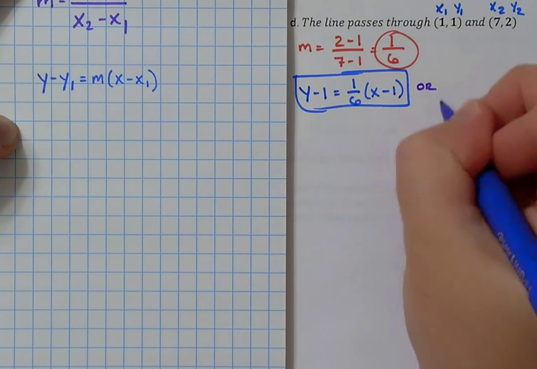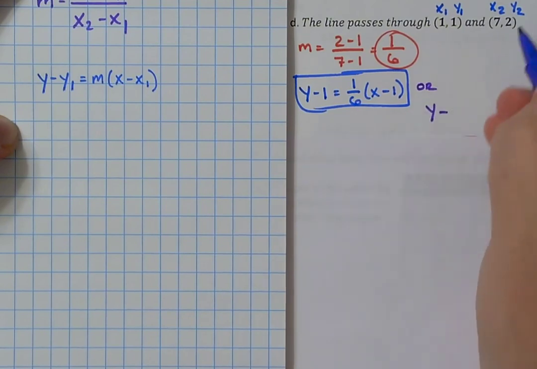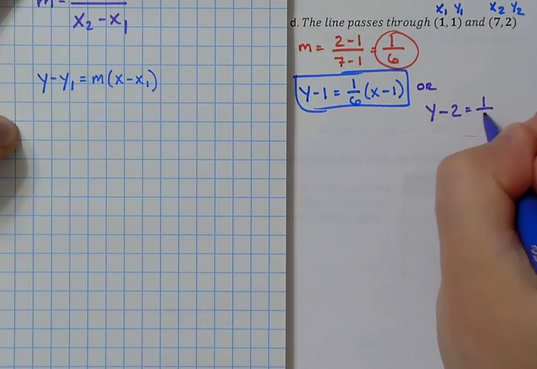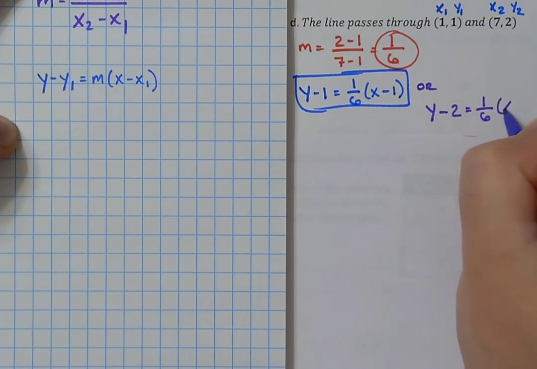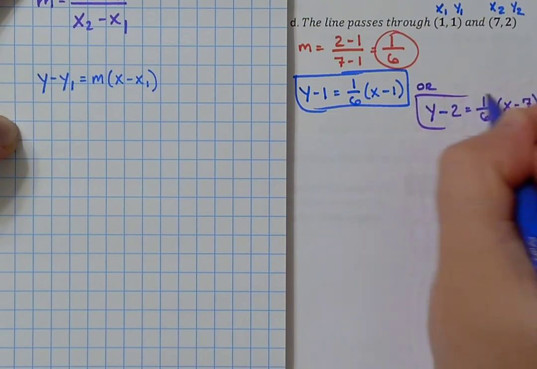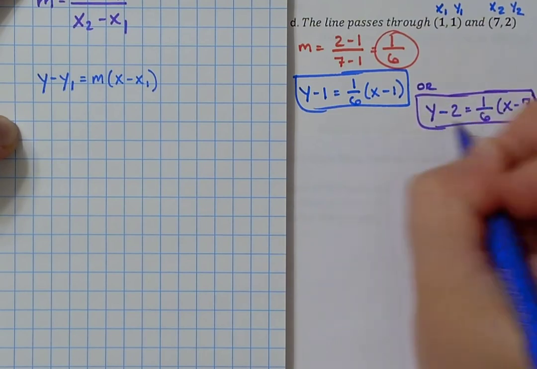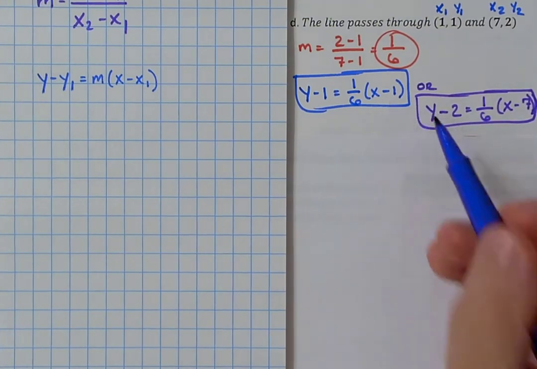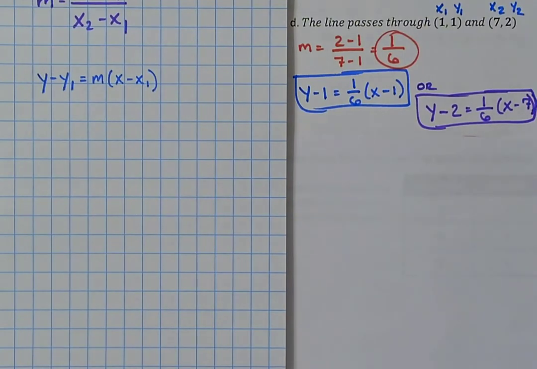Or I could have this written as y minus 2 equals 1/6 times x minus 7. And that would be the other way that we can write this. So either way is a correct answer. It's just a matter of preference. If you want to use the first points, you can. If you like the second points for a certain reason, they work just the same.